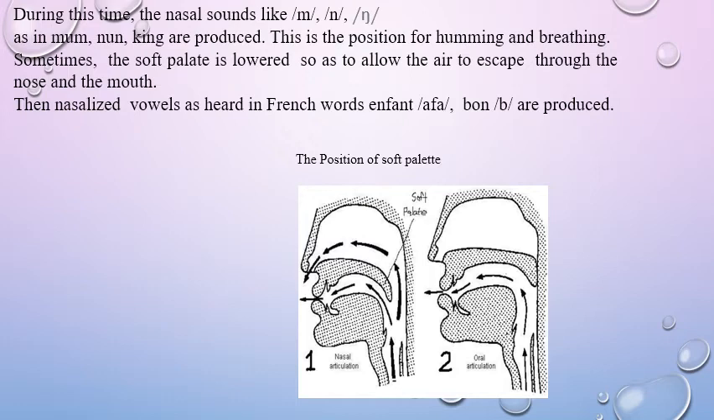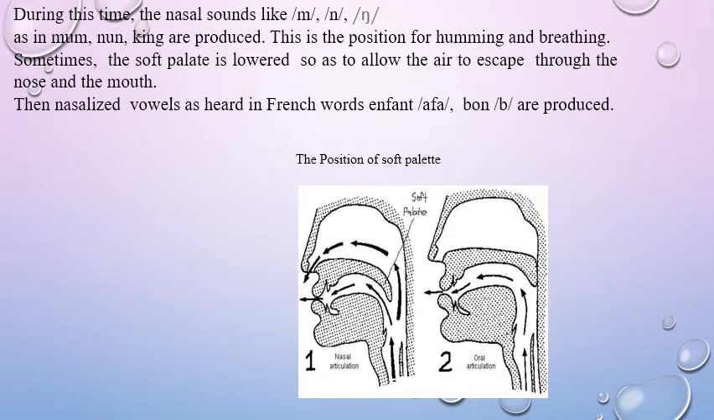So, this position is used for humming and breathing. Okay, normally when we hum, we do not open our mouth. We only keep our lips tightly closed. Okay, so only during humming and breathing do we close our mouth, and so the air passes through the nose.